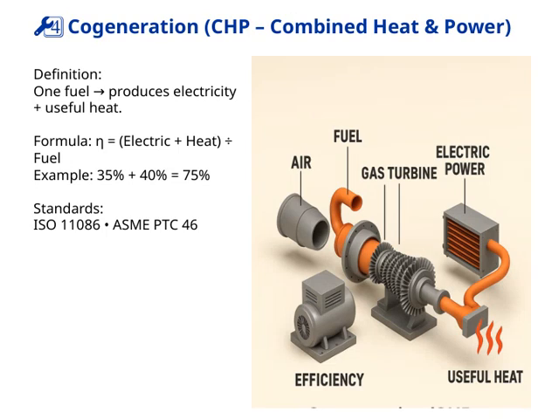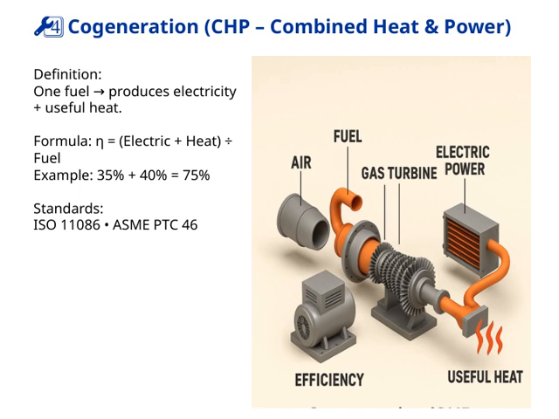Let's take a closer look at cogeneration, also known as CHP, which stands for Combined Heat and Power. Essentially, this process uses a single fuel source to generate both electricity and useful heat simultaneously. It's a highly efficient way to maximize energy output from the fuel we use. The key idea here is that instead of wasting the heat that's usually a byproduct in electricity generation, cogeneration captures and utilizes it for other purposes, like heating buildings or industrial processes. This significantly improves overall efficiency.